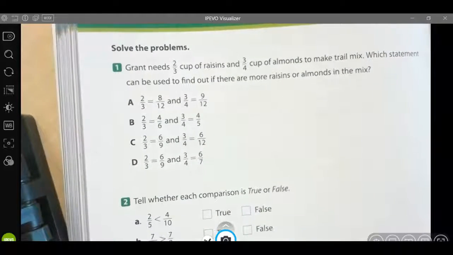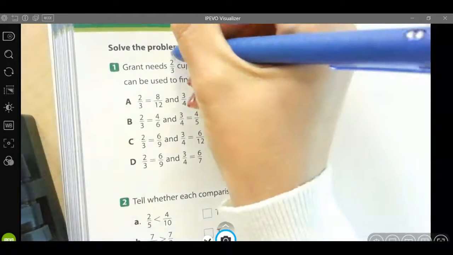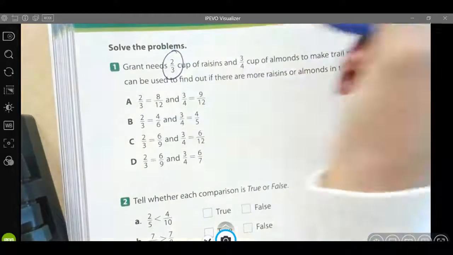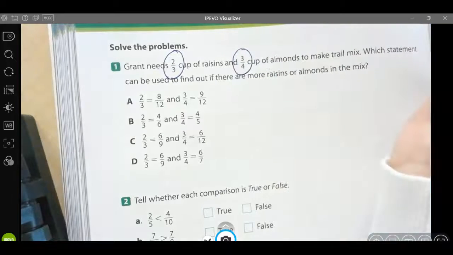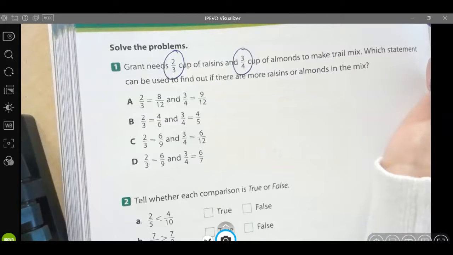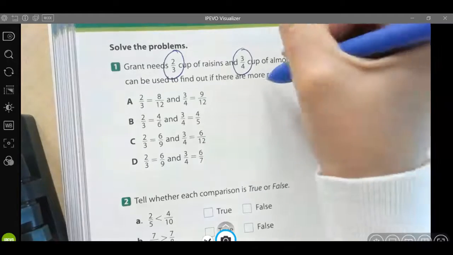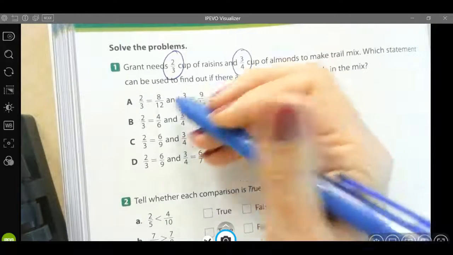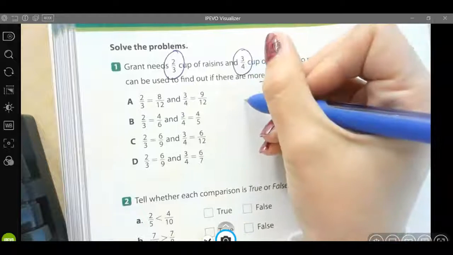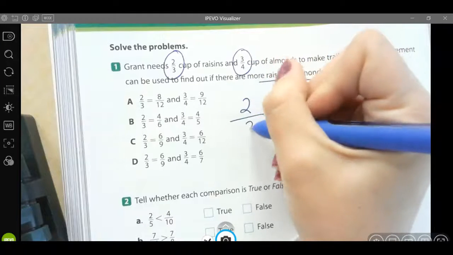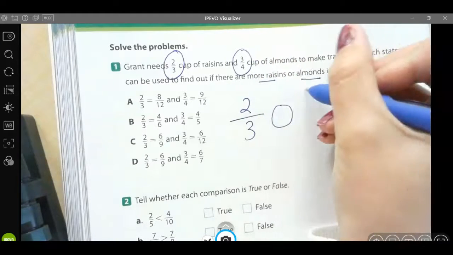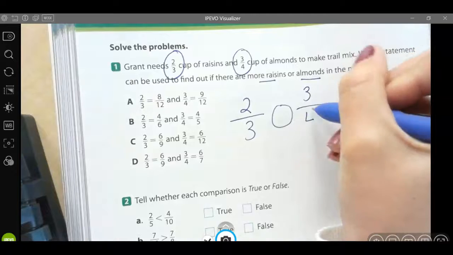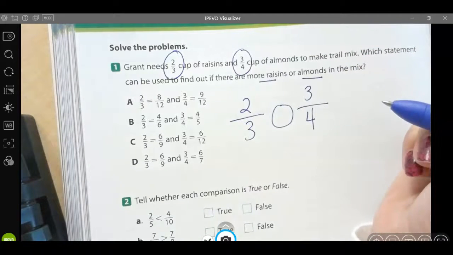Okay. So it says Grant needs 2/3 of a cup of raisins and 3/4 of a cup of almonds to make trail mix. Which statement can be used to find out if there are more raisins or more almonds? So before we look at all of our answers, I want you to compare these fractions on your whiteboard. And let's figure it out for ourselves.